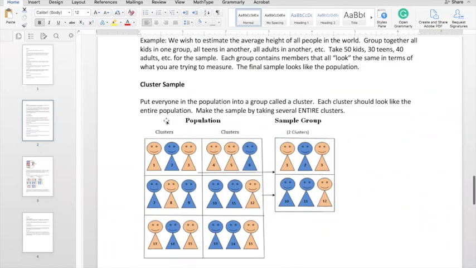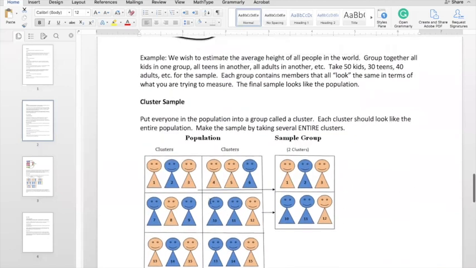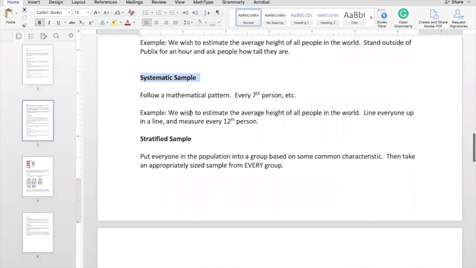Cluster, you put everybody in a group, but each group is a mixture of people. It looks like the entire population. And then you talk to entire groups. Cluster is talk to a few entire groups. Stratified, talk to small samples from every group.